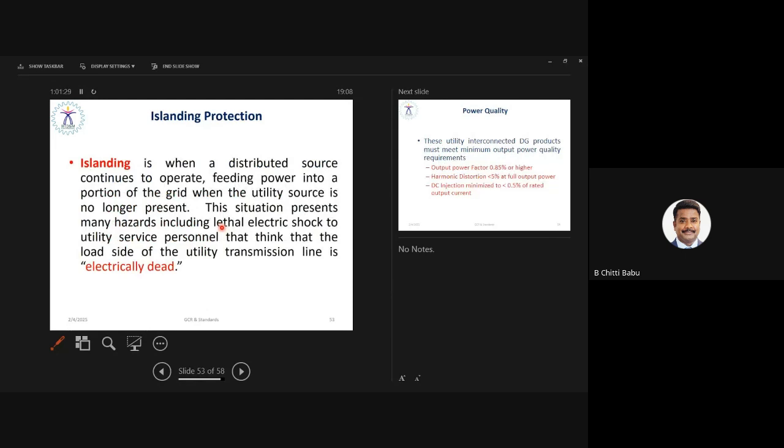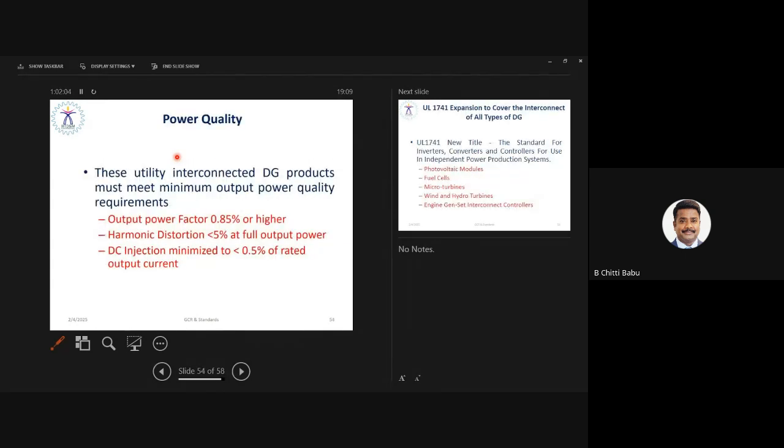Of course, as you know, a very important thing in solar photovoltaic and wind power plants is what is called islanding. Because when the distributed energy resources continue to operate and give power to the grid, sometimes the utility may not be available. The utility source is no longer present. That situation presents many hazards, including electric shock to the utility service personnel, since the side of the utility transmission line is electrically dead. This concept is what is called islanding. So how are you able to detect islanding? How are you able to prevent the system against islanding? That is where we go with the different anti-islanding techniques to ensure safe operation.